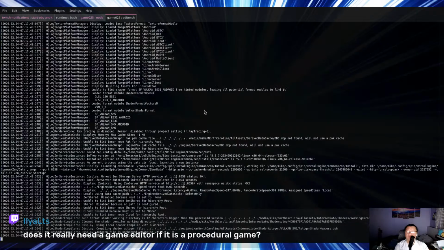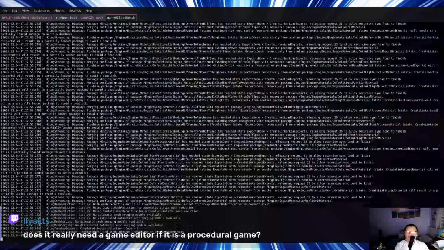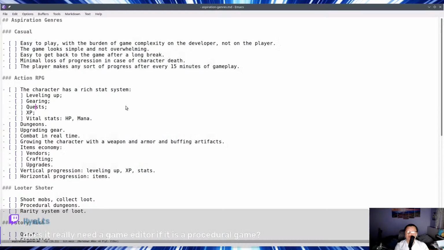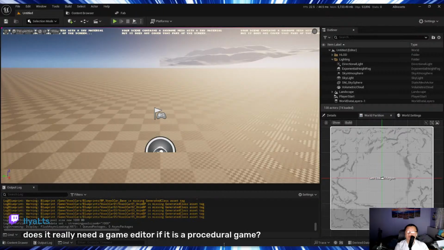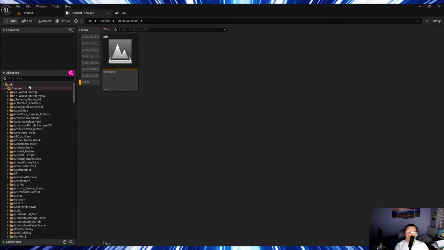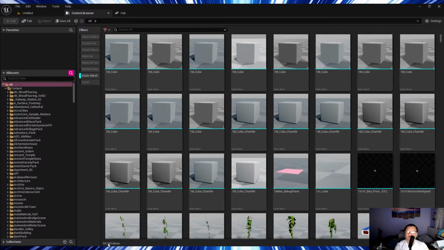Let's ask, does it really need a game editor if it is a procedural game? It's going to be a mix. I'm going to have a 2 kilometers by 2 kilometers pre-made area, and around this pre-made area I'm going to make procedurally generated dungeons. So here we go. I have all these assets, and if I just select static meshes, it is about 60,000 different static meshes.